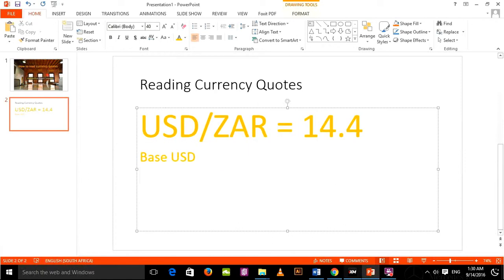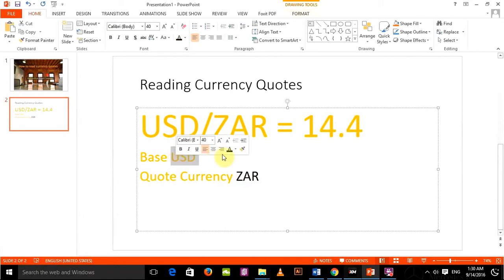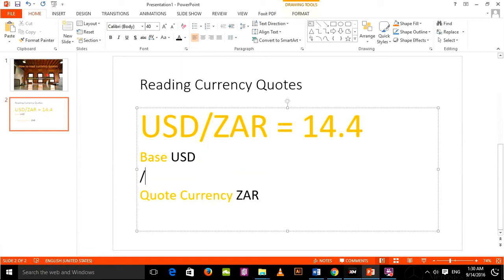The ZAR on the other end is your quote currency. Is your ZAR. Let's highlight that. So the USD, the first one before the slash, is always your base currency. That is the basis of your currency pair. I'll explain in a brief moment what that means. The second one is your quote currency.